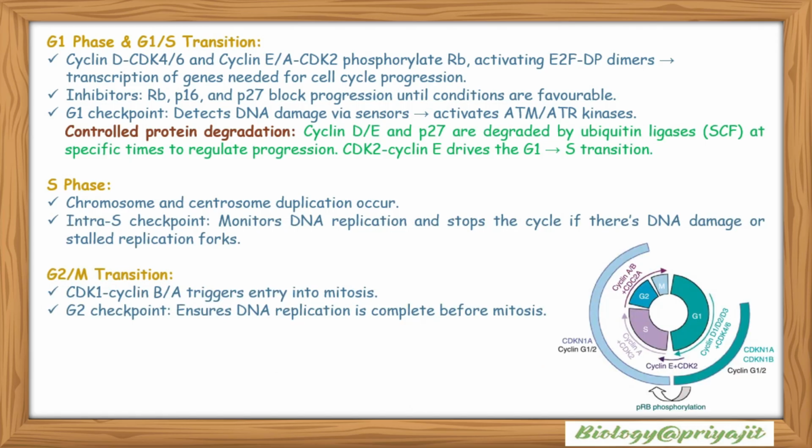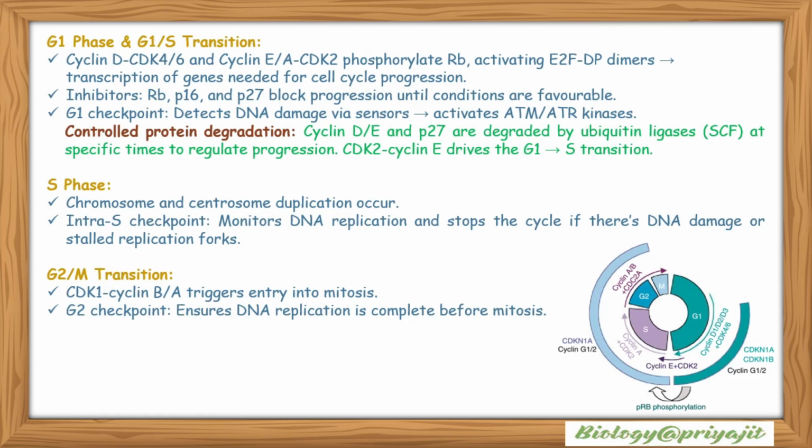So, G1 phase and the G1/S transition. Cyclin D-CDK4/6 and cyclin E/A-CDK2 complexes phosphorylate the RB protein and then activate the E2F-DP dimers, which drive transcription of genes needed for cell cycle progression. The inhibitors of this process are the RB gene product, and the P16 and P27 gene products, which block progression until conditions are favorable. G1 checkpoint: they detect DNA damage via sensors.